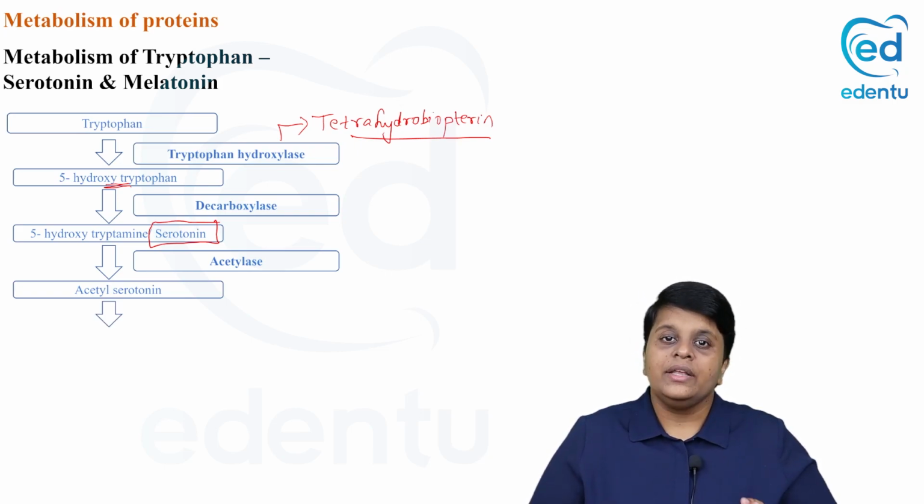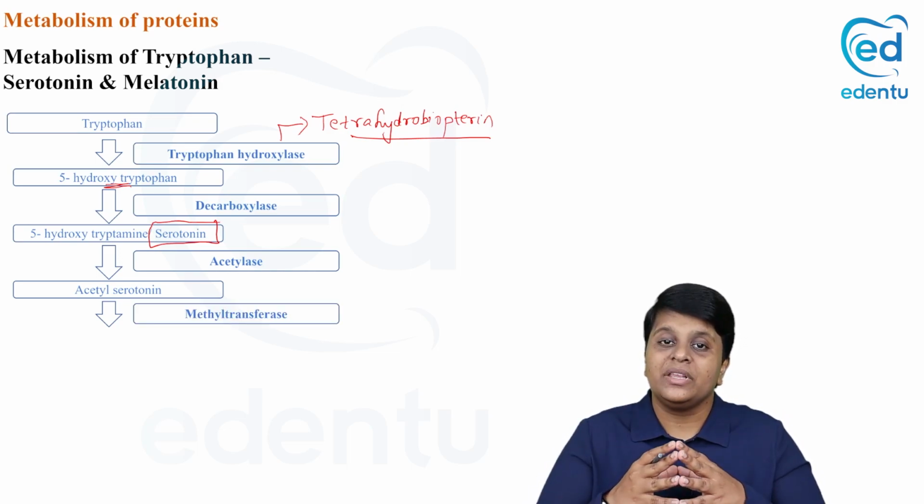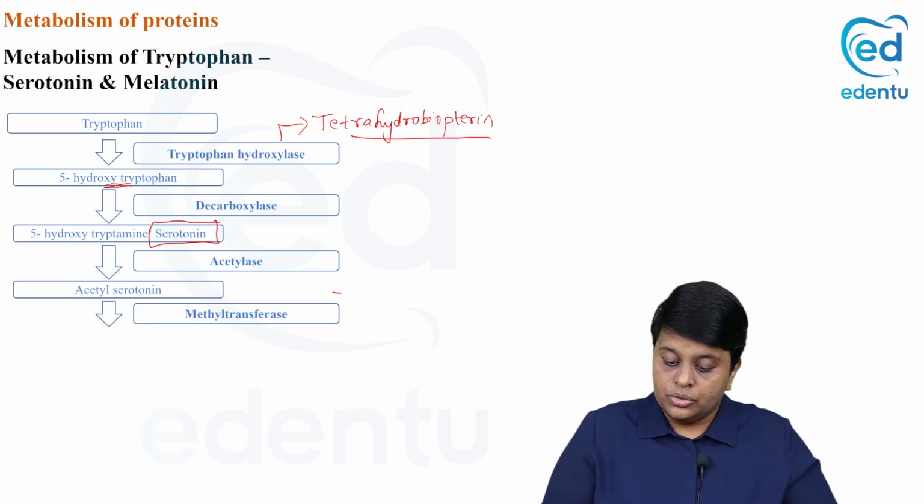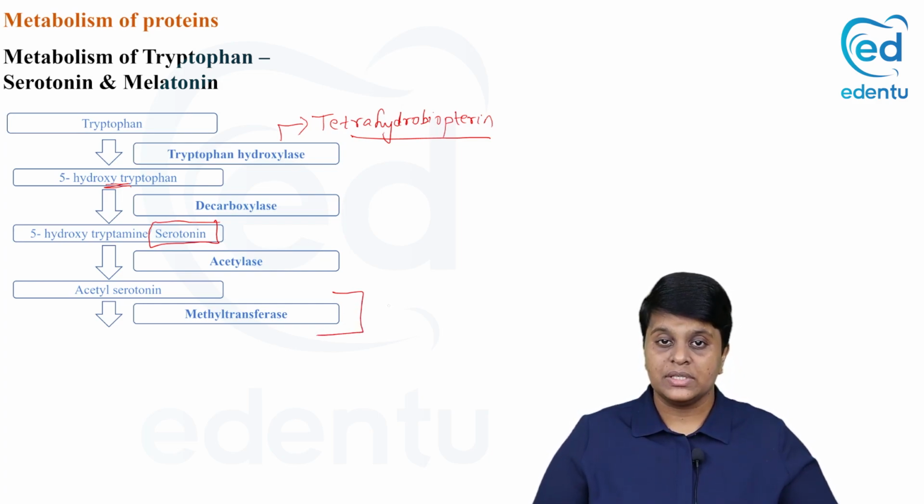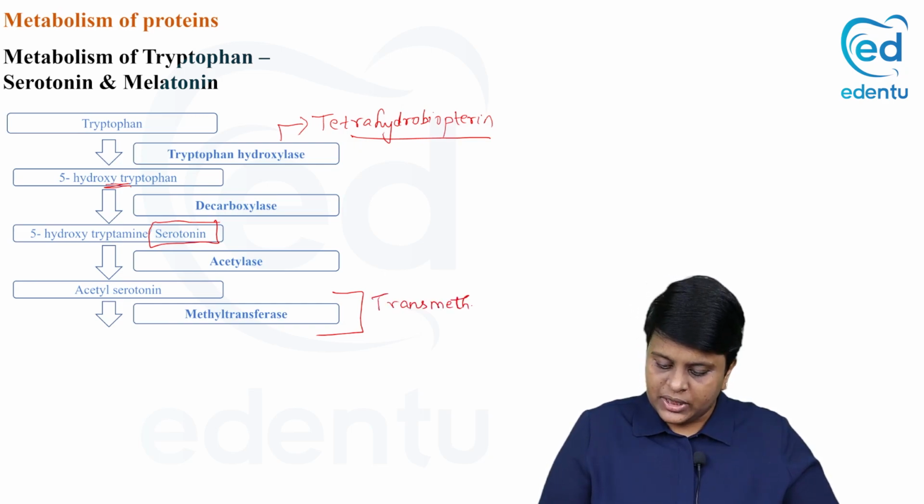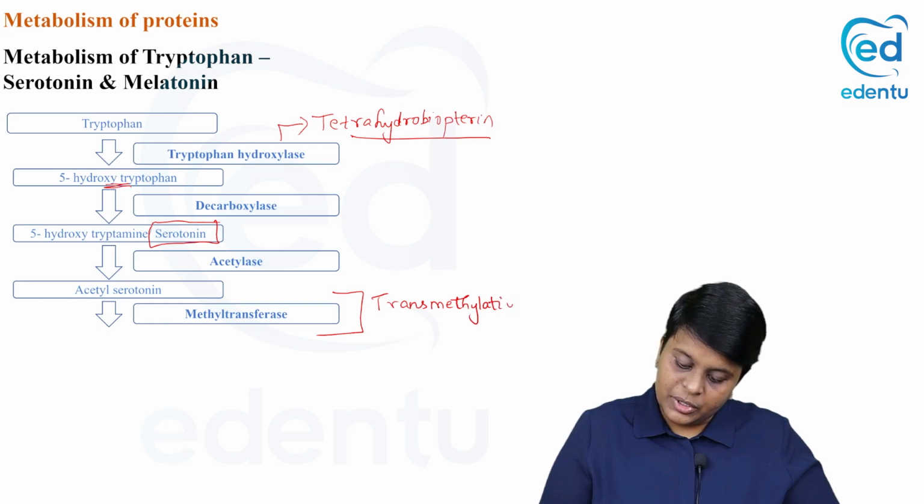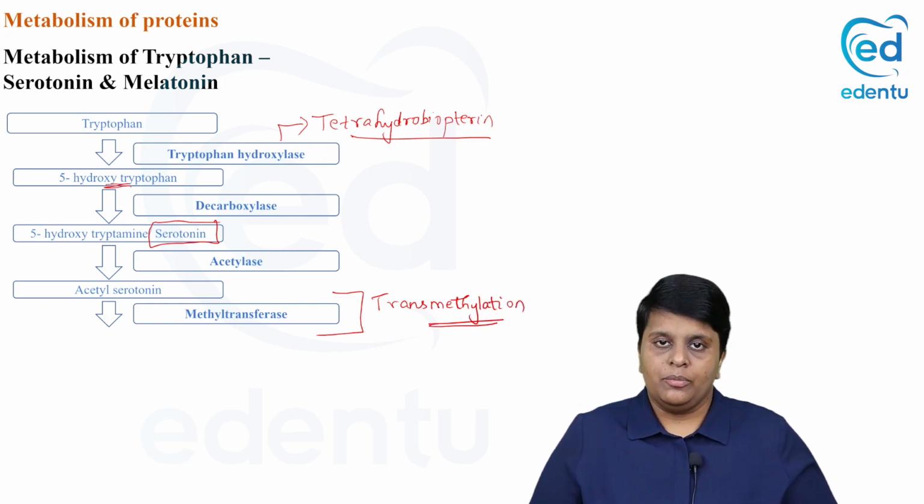After acetylating, you methylate. You transfer a methyl group, methyl transferase. Here again, I wanted you to know this particular enzyme, which I have already mentioned in catecholamine synthesis, right? This methyl transferase enzyme catalyzes a group of reactions called transmethylation reactions, and transmethylation reactions are important in methionine metabolism, and it is a frequently asked short notes also.